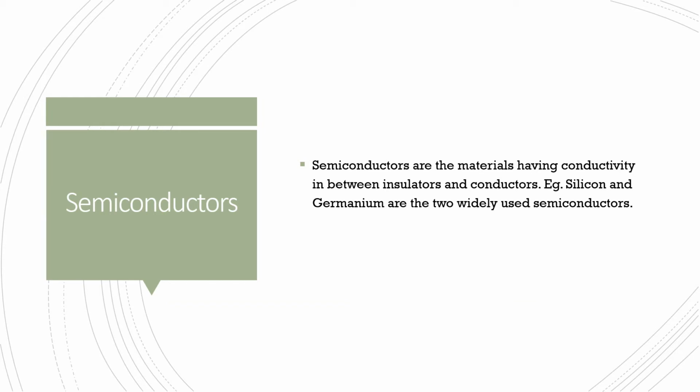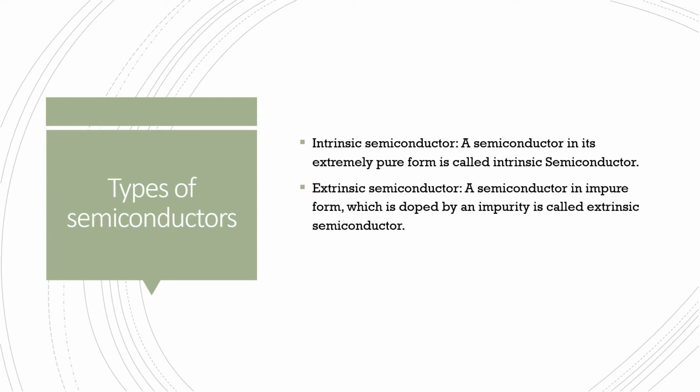Semiconductors are the materials having conductivity in between insulators and conductors. Silicon and germanium are the two widely used semiconductors. There are two types of semiconductors, intrinsic semiconductor and extrinsic semiconductor. A semiconductor in its extremely pure form is called an intrinsic semiconductor. A semiconductor in impure form, which is doped by an impurity, is called an extrinsic semiconductor.